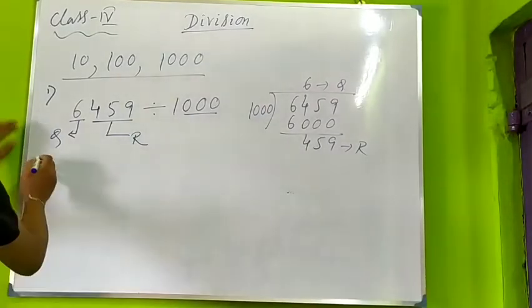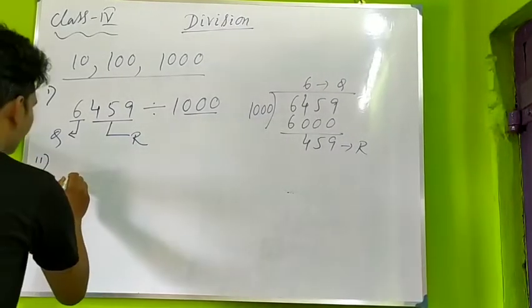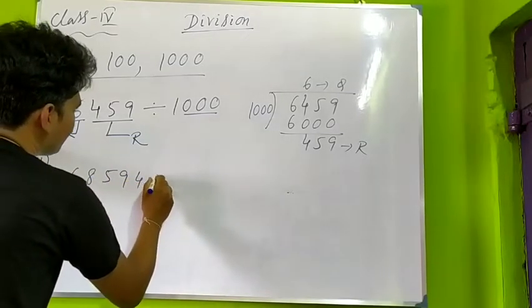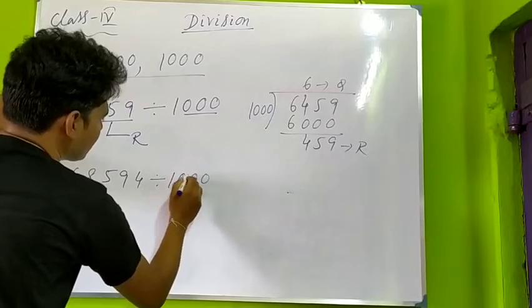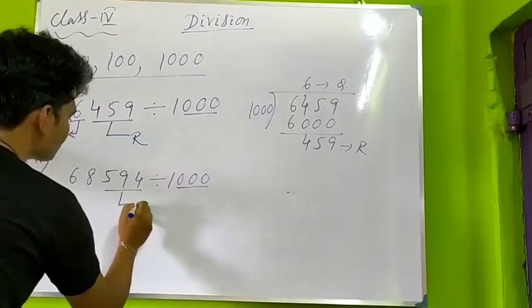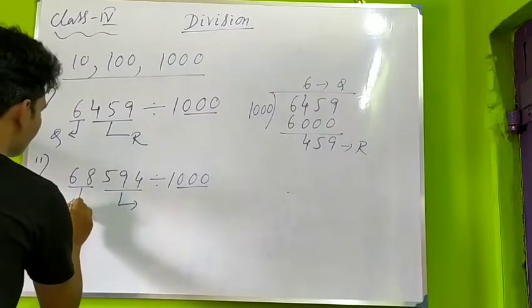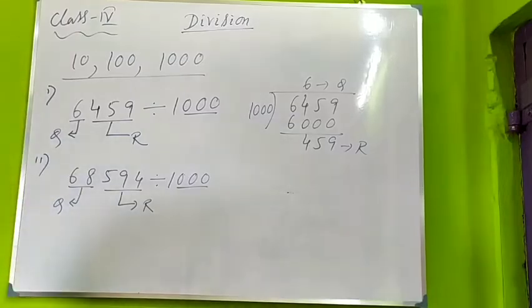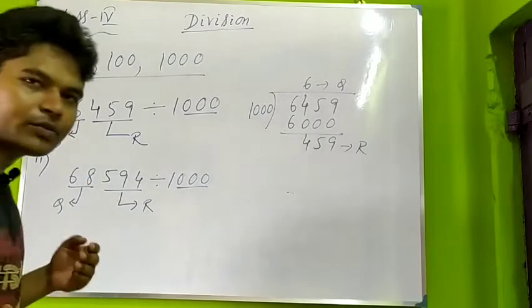Now let's take another example. 68594 divided by 1000. So here also there are 3 zeros, you remove these 3 digits and the remaining 2 digits are the quotient, and those 3 digits are the remainder. So I hope all of you understood this. That is the same thing.